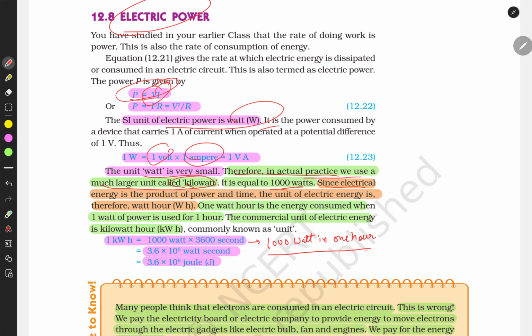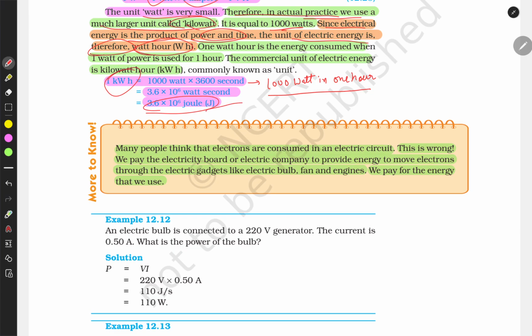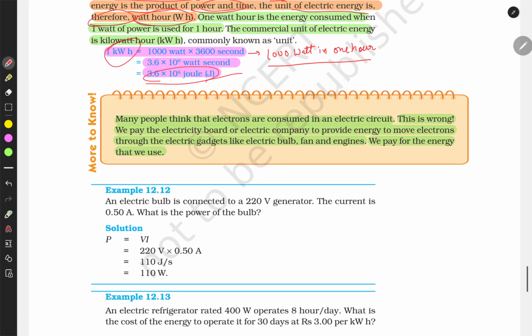Since electrical energy is the product of power and time, the unit of electrical energy is the watt hour. In our homes we use the kilowatt hour unit, and this kilowatt hour is 3.6 into 10 to the power 6 joules.